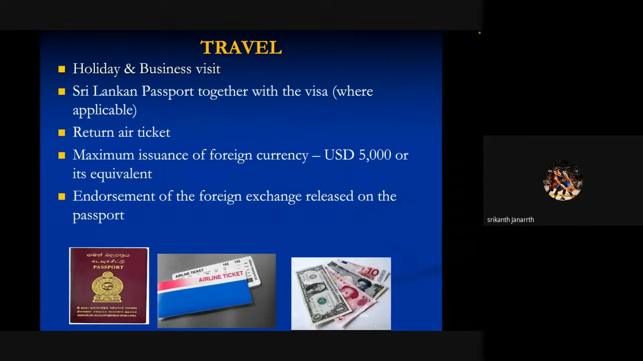No. If somebody is going to India for 2 days, you might give a lesser amount. If somebody is going to Singapore for a business visit, you might give a little more. So request to request, it varies. So that is where you need, as a banker, to exercise your due diligence. This is what we learn.